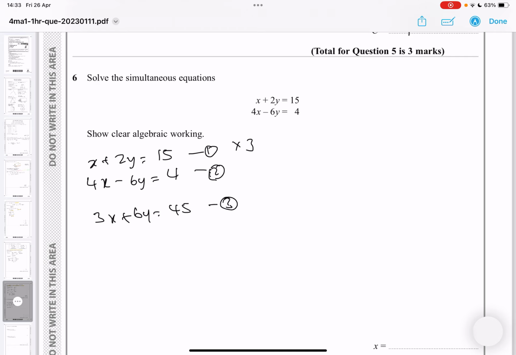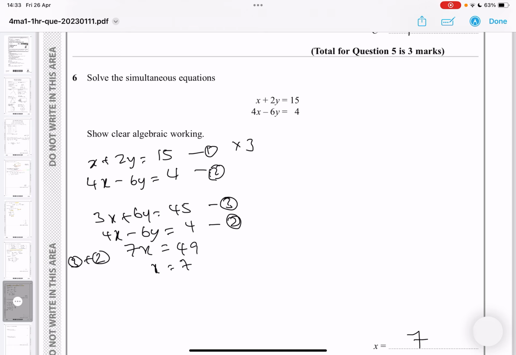And that's going to be labeled equation 3. Now, to get rid of one of the variables, what we can do is add these two equations. So if we add equation 3 with equation 2, 4x plus 3x is 7x, plus 6y plus minus 6y is 0, 45 plus 4 is 49. So x is equal to 7.